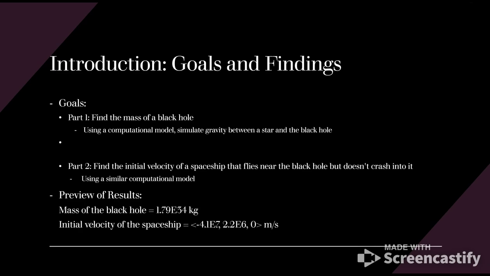Introduction, goals, and findings. The goal for part 1 of this lab is to find the mass of the black hole, and how I'm going to do that is using a computational model. I'm going to simulate gravity between a star and the black hole. And in part 2, the goal is to find the initial velocity of the spaceship so that it flies near the black hole but doesn't crash into it. And we're going to use a similar computational model for that.